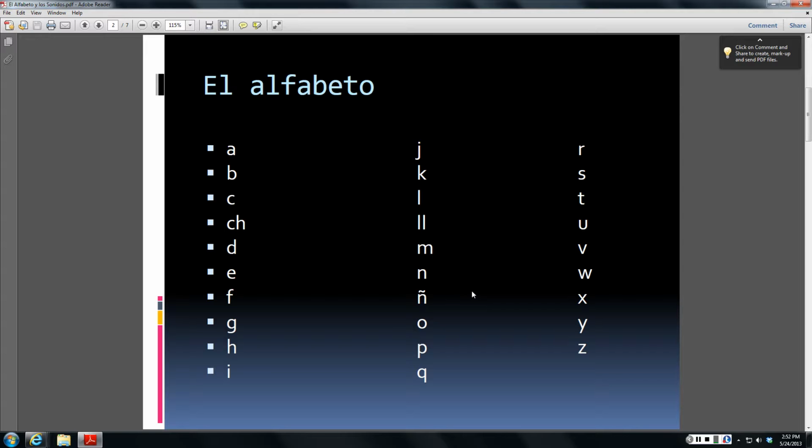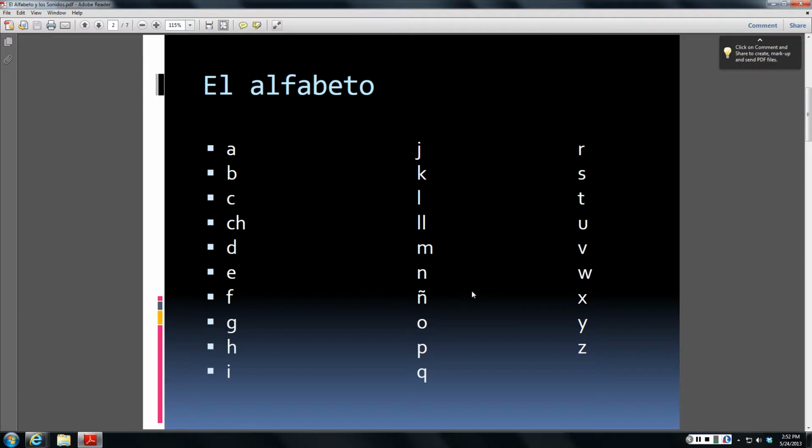The letter W is pronounced double V. In Spanish there's also a word doble U that means W as well, and then in Spain it's also called V doble. So there are several different words for W.